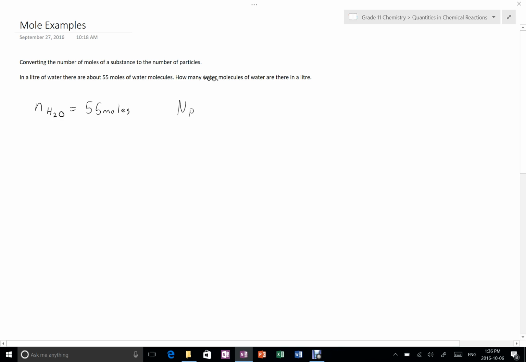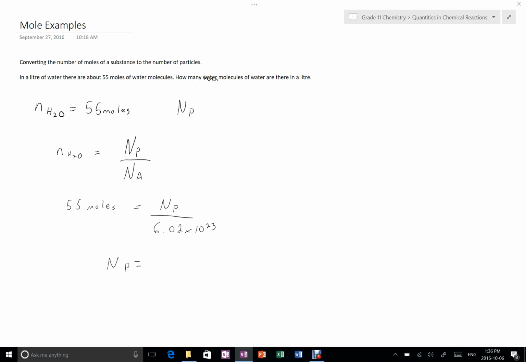Okay? The equation that I said is that moles is equal to the number of particles divided by Avogadro's number. So substituting, 55 moles is equal to the number of particles over Avogadro's number, 6.02 times 10 to the 23. And so my number of particles is 3.311 times 10 to the 25 particles. So that's using the equation, that's fine. I multiply both sides by 6.02 times 10 to the 23, get it up to the other side, and they end up multiplying together.